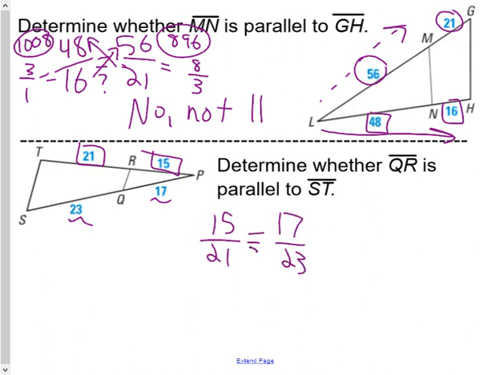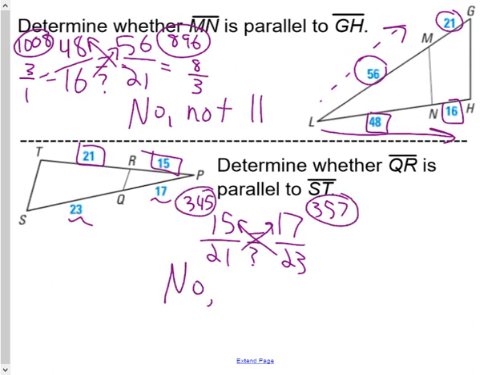Cross multiply again. This is a check. Cross multiply. 15 times 23 sounds like 345. Yep, there we go. 345. 21.5. 21 times 17 is 357. They're close, but they need to be the same. So again, no, they're not parallel.